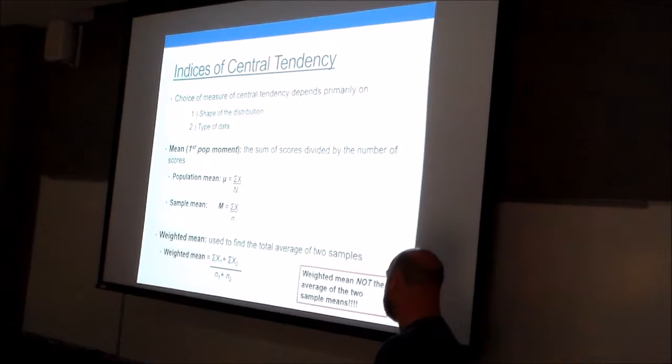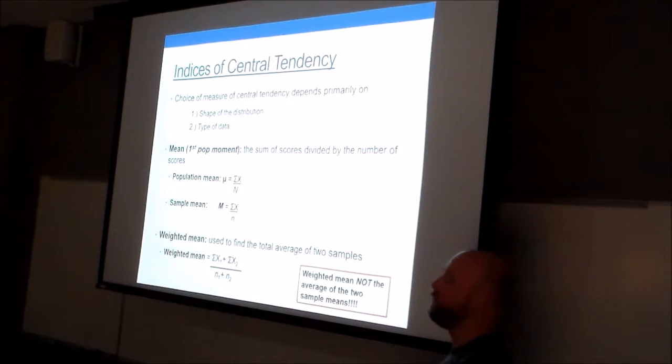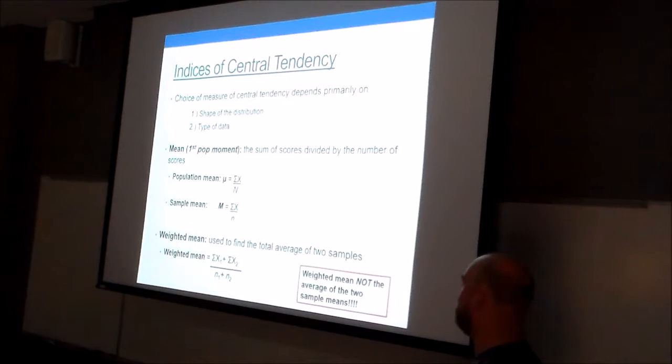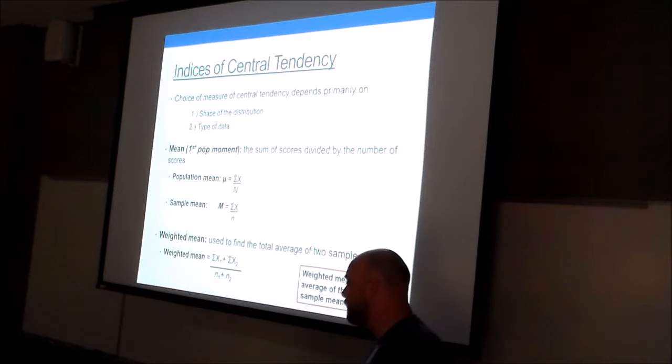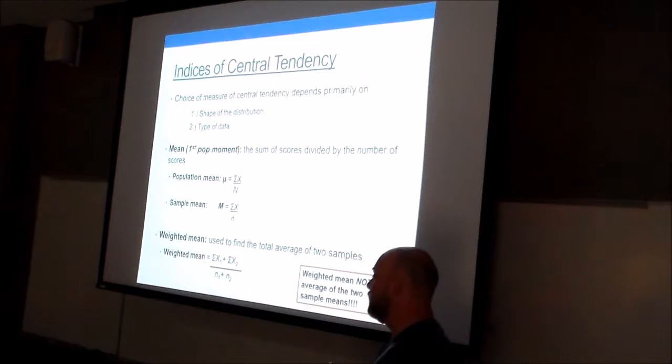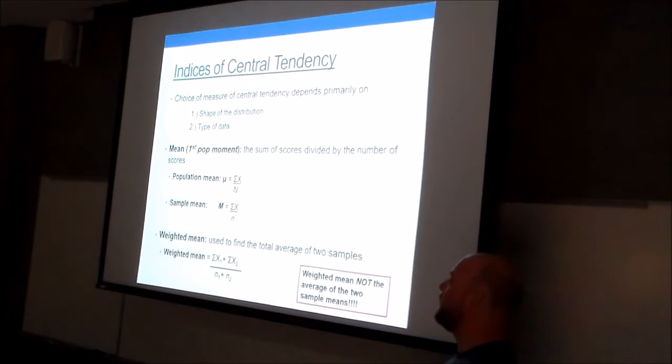The weighted mean is not the average of the two sample means. Why can't we say, all right, I've got a couple of different samples, here's the mean of sample 1, here's the mean of sample 2, I'm just going to take the mean of those two and get the weighted mean? Because you're dividing it twice.